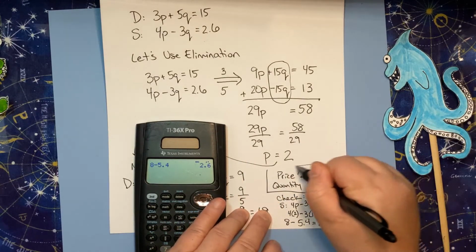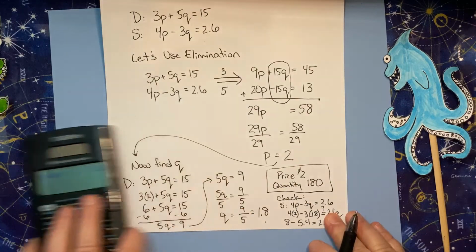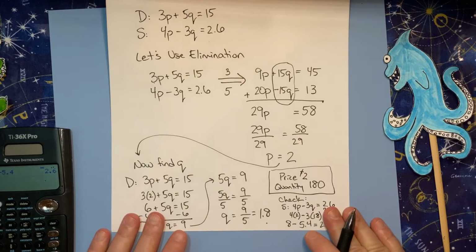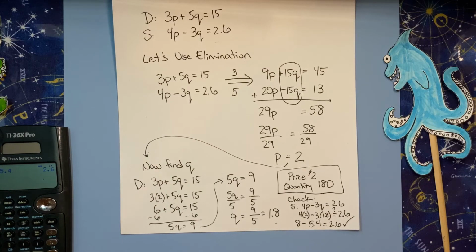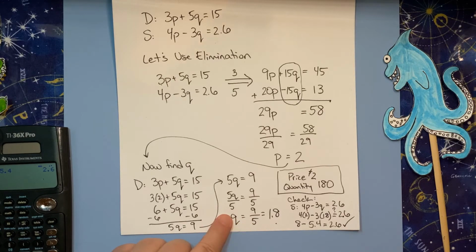Yay! Now, for a problem like this, keep in mind there are 2 possible answers that WebAssign might ask for. It's possible that when you're looking at Q, if it asks you what is Q, the answer is 1.8. If they say what's the quantity, it's 180. So slightly different answers because the variable is given in hundreds, if that makes sense.